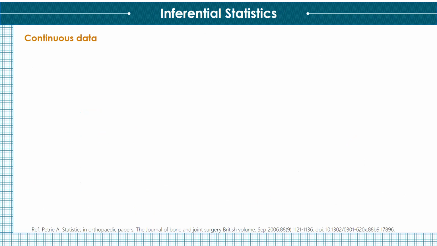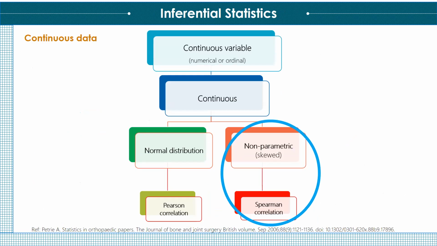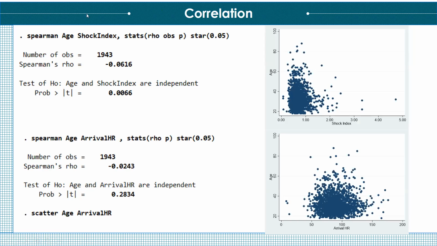So then we're going to talk about continuous data. And as I said, when we're looking at continuous versus continuous variables, this is when we talk about our correlations. So we know that our data in this cohort is not normally distributed, so it's non-parametric. So in this case, we will apply a Spearman correlation. So I've just added what I put into Stata. So it's Spearman looking at age versus shock index. This is what it looks like.